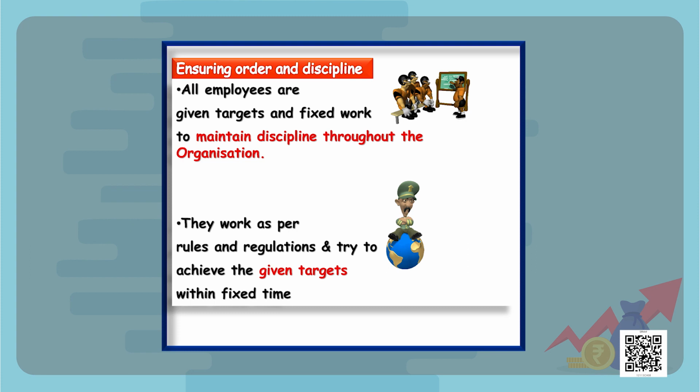So, all employees are given targets and their work is fixed. This maintains discipline and order throughout the organization because they know what is to be done and when it is to be done. So, this ensures that the order and discipline is maintained throughout the organization.